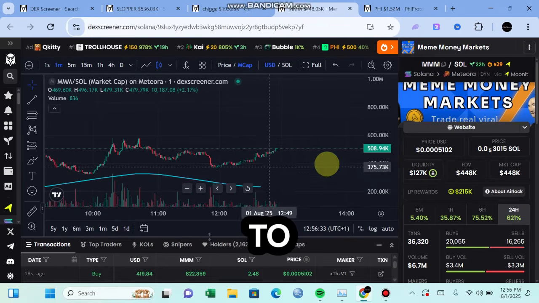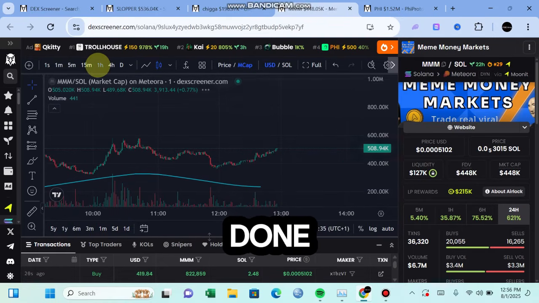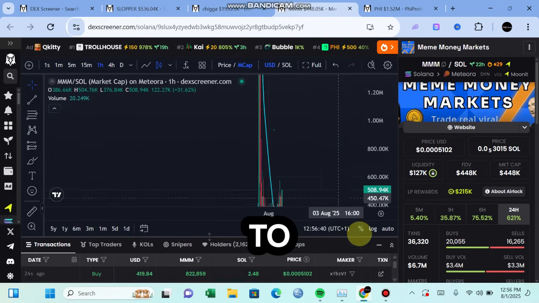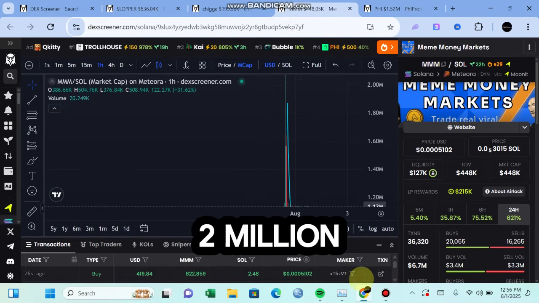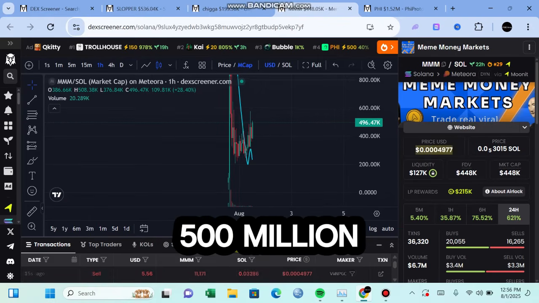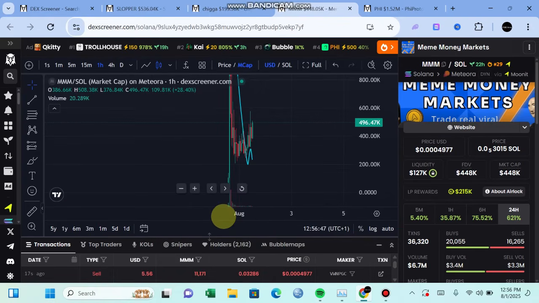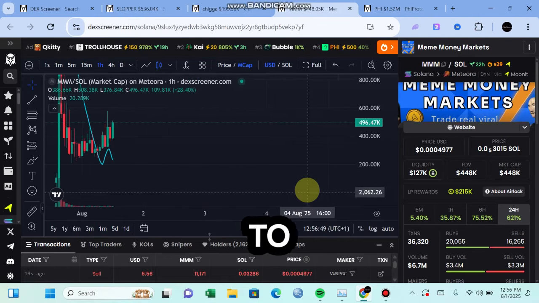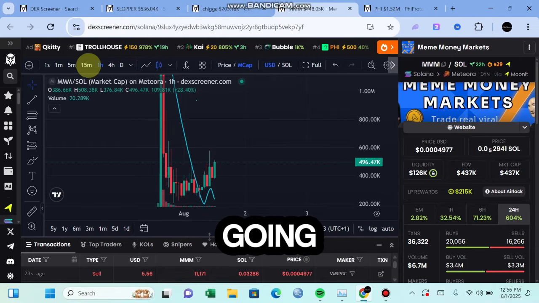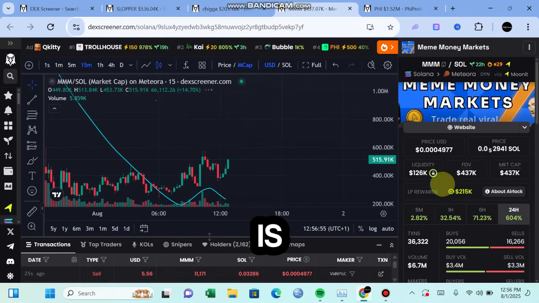Well, it's starting to go up. Let me see what it has done before. Okay, it has gone to about 2 million market cap, and now it is at 500 million market cap, as you can see. So you just have to wait. If it starts trending upward again, you probably should consider going into it. But right now, I don't think it is.